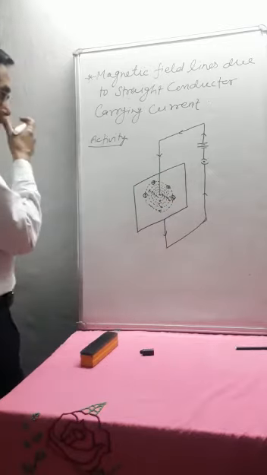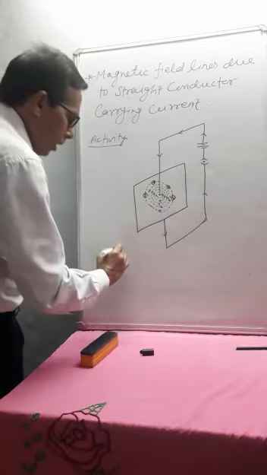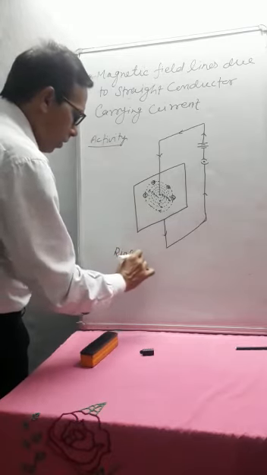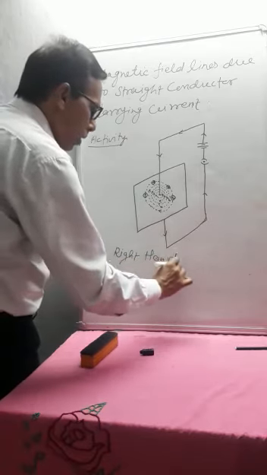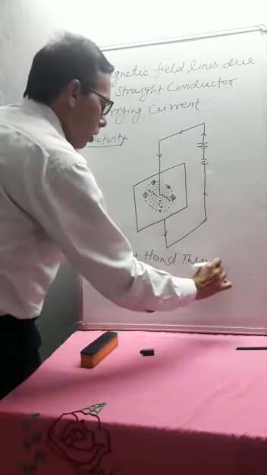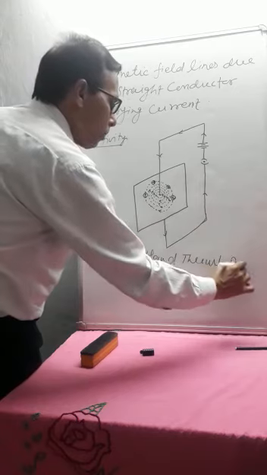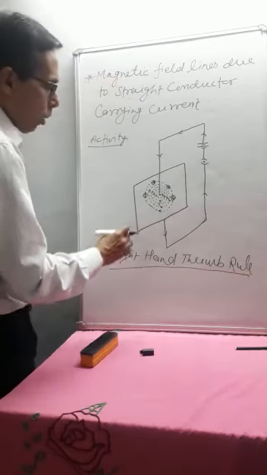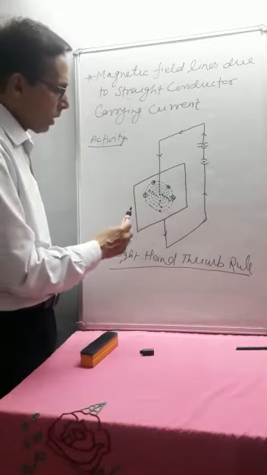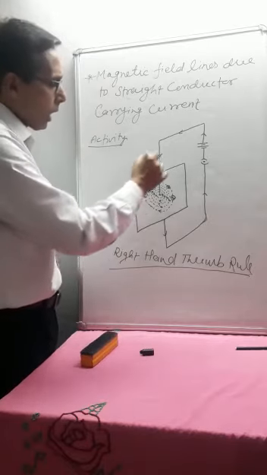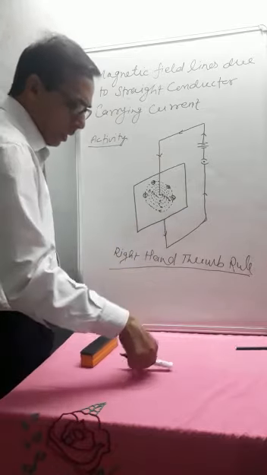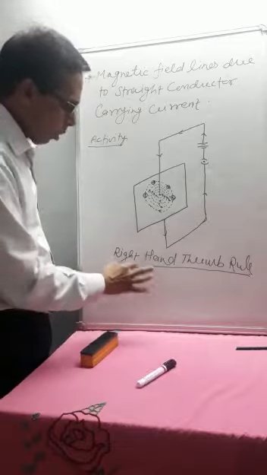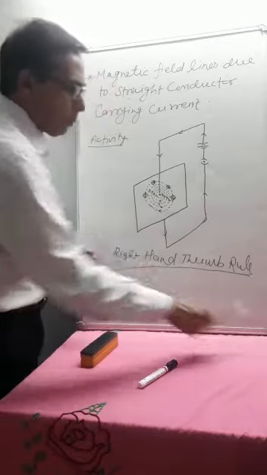Now another method is the right hand thumb rule. The right hand thumb rule is used to find out the direction of magnetic field lines around a current carrying conductor. Now how do you find out the direction, and what is the statement of this right hand thumb rule?